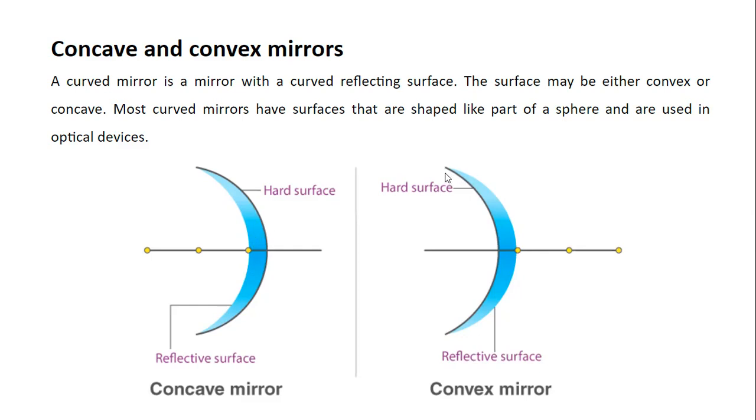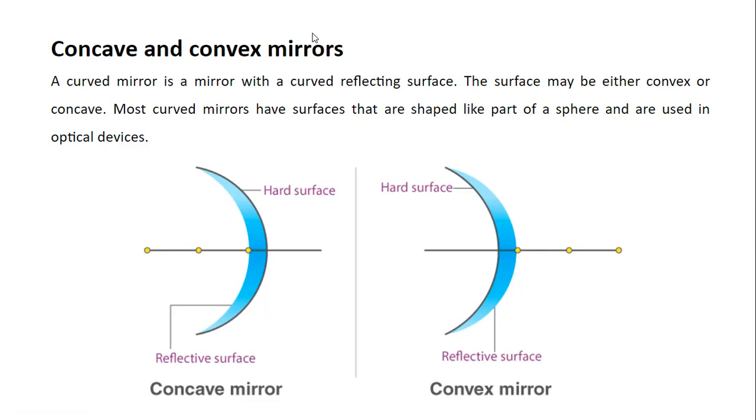If you are polishing or somehow hiding the inner surface of a spherical mirror, and denoting it as the hardcore surface, the outermost curved surface is going to be the reflecting one. This will become the shiny or reflecting surface, and that type of mirror is known as the convex mirror. Other than that, we have a few terminologies related to these mirrors.